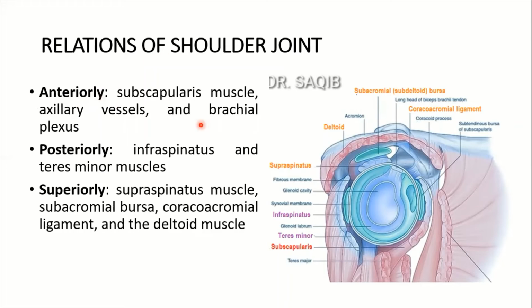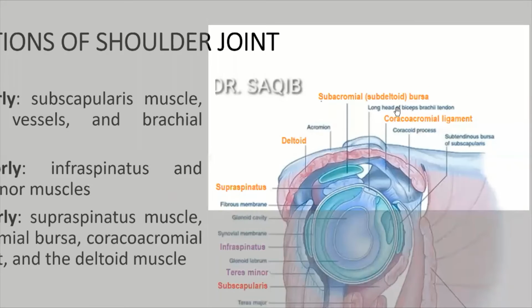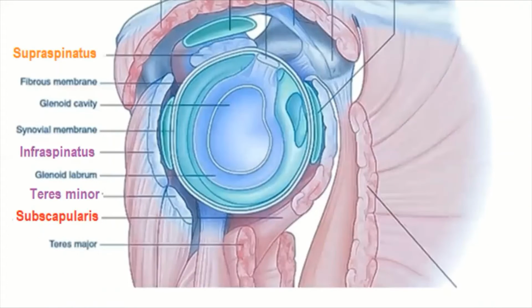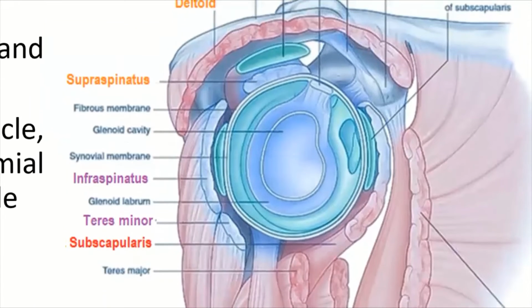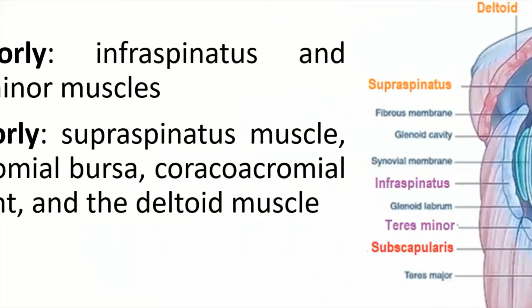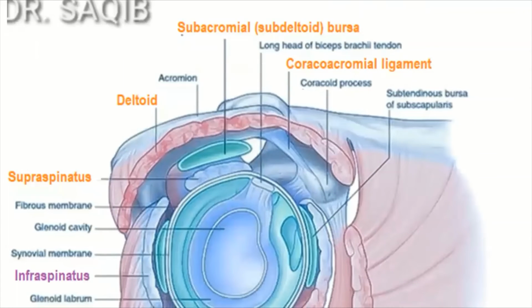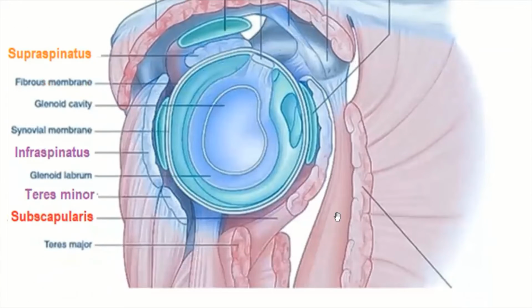Very easy, very simple. So let me enlarge this picture for you, right? So here I go. First of all, anteriorly is the subscapularis muscle, right? Here you can see this is the subscapularis. Anteriorly is the subscapularis, and posteriorly are the infraspinatus and the teres minor.